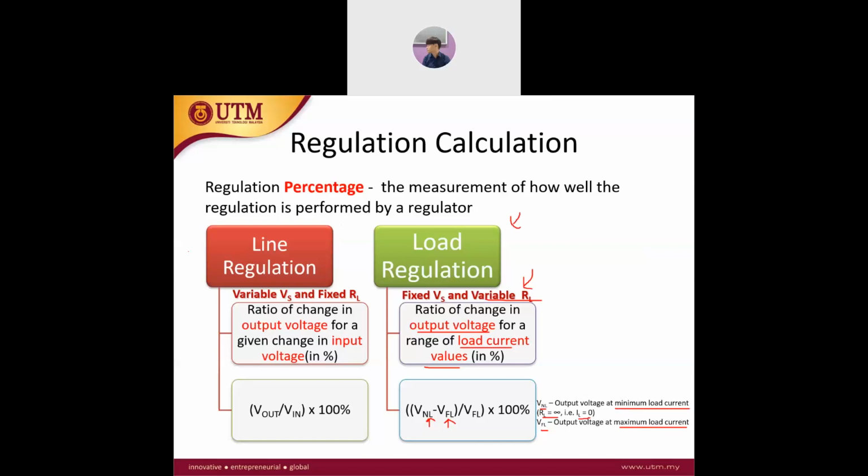Next is line regulation. How are we going to calculate the regulation percentage? In line regulation, our VS is changeable, while our RL is fixed. So in terms of line regulation, there is a ratio of change in output voltage for a given change in input voltage. Here the input voltage, which is VS, is variable. So to calculate the line regulation, it is simply change in V out over change in V in times 100%. So with that, we finish this final lecture of chapter 2, part 3. Assalamualaikum and good day.